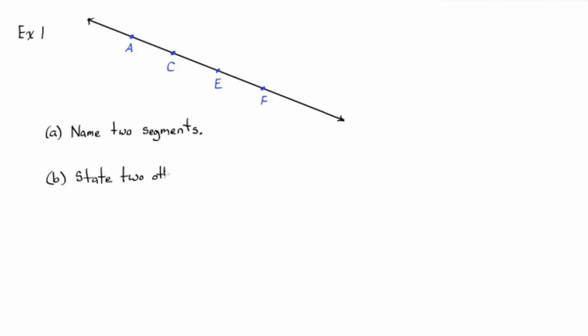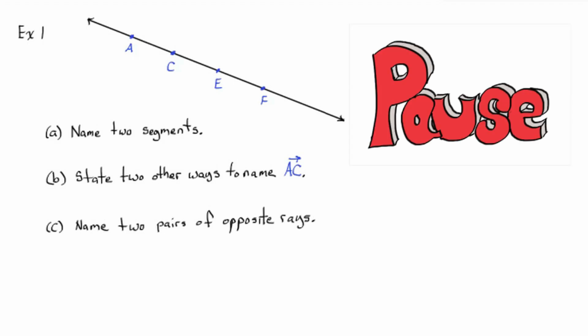Example 1. Given this figure, answer the following. Name two segments. State two other ways to name ray AC. Name two pairs of opposite rays. Pause the video. Give it a shot.